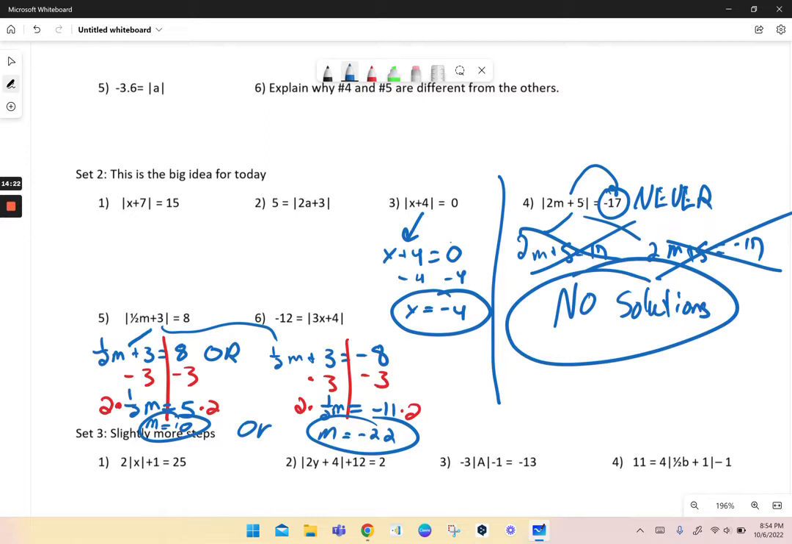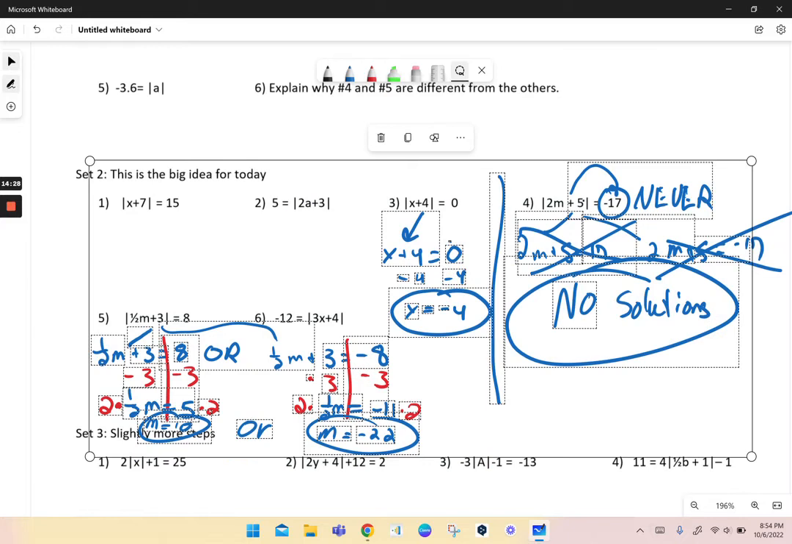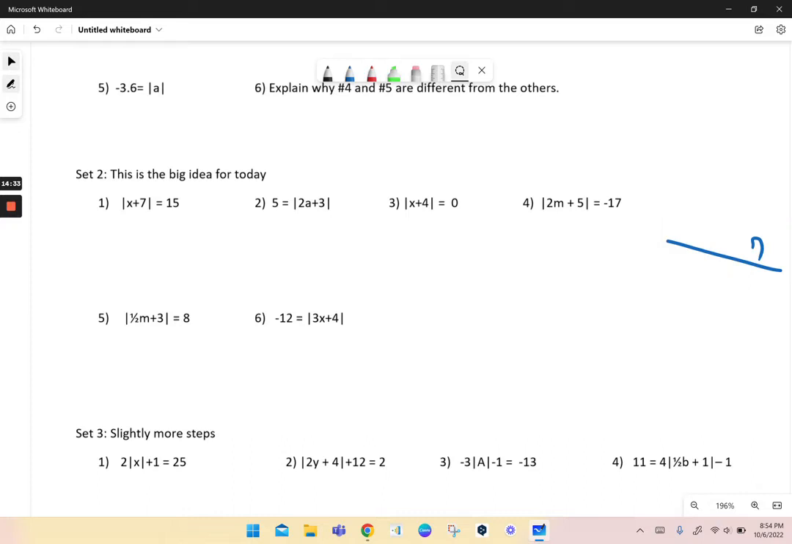Okay. Last one for this set. And hopefully, you're feeling pretty good about this. I'm trying to erase all these things. It's mostly erased. Okay. Let's erase this.